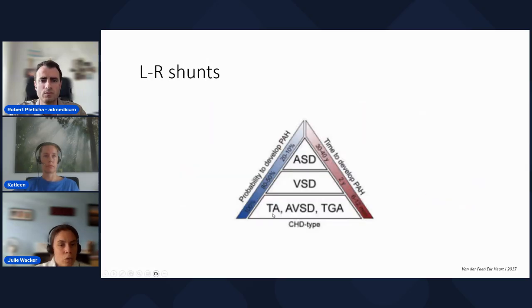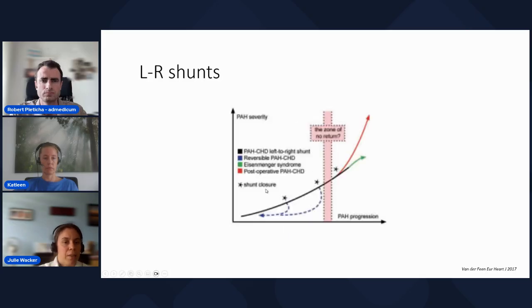So, depending on the type of your congenital heart disease, you can develop pulmonary hypertension sooner. If you have a complex congenital heart disease with a shunt, like truncus arteriosus or AV canal, you have a high probability of developing pulmonary hypertension early in life. But if you have a small ASD, you have a much lower probability to develop pulmonary hypertension, and it happens much later in life. And as I said before, it's a continuous process.